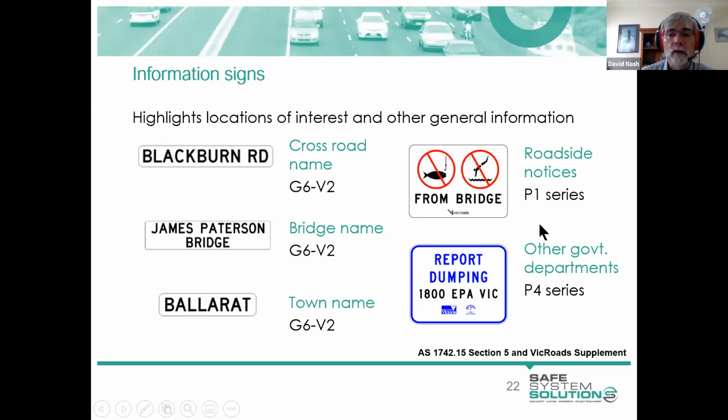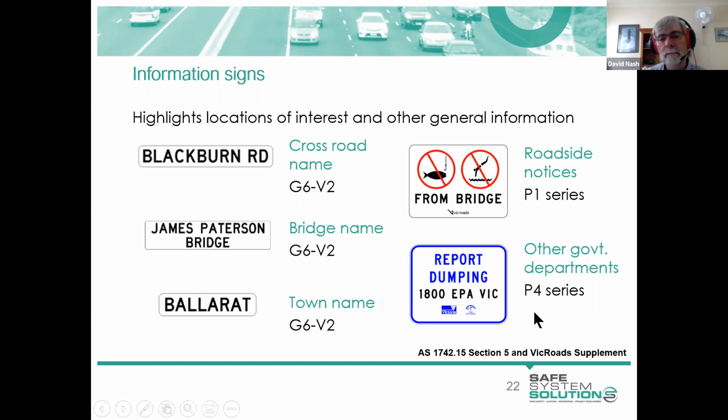There's a whole suite of roadside notices which are still published with the VicRoads logo on them, despite the fact that it's now the Department of Transport. And there are occasionally other signs for other government departments, such as the EPA and other signs like banning particular vegetable materials and other things.